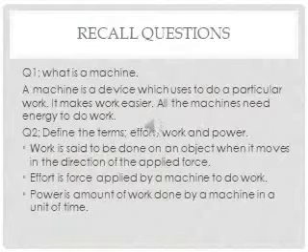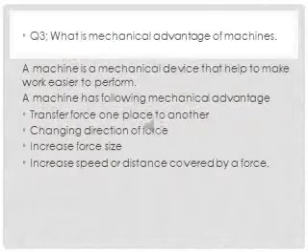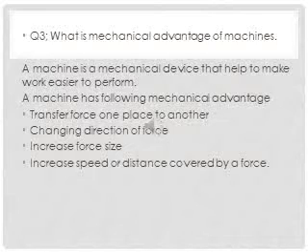Recall questions. Students, note down these questions on your notebook and learn these questions. What is a machine? A machine is a device which is used to do a particular work easily. All machines need energy. Define the terms effort, work and power. Work is said to be done on an object when it moves in the direction of applied force. Effort is the force applied to a machine to do work. Power is the amount of work done by a machine in unit time. What is the mechanical advantage of a machine? Machines have the following mechanical advantages. Machines transfer the force from one place to another, change the direction of force, increase the size of force, increase the speed or distance covered by a force.